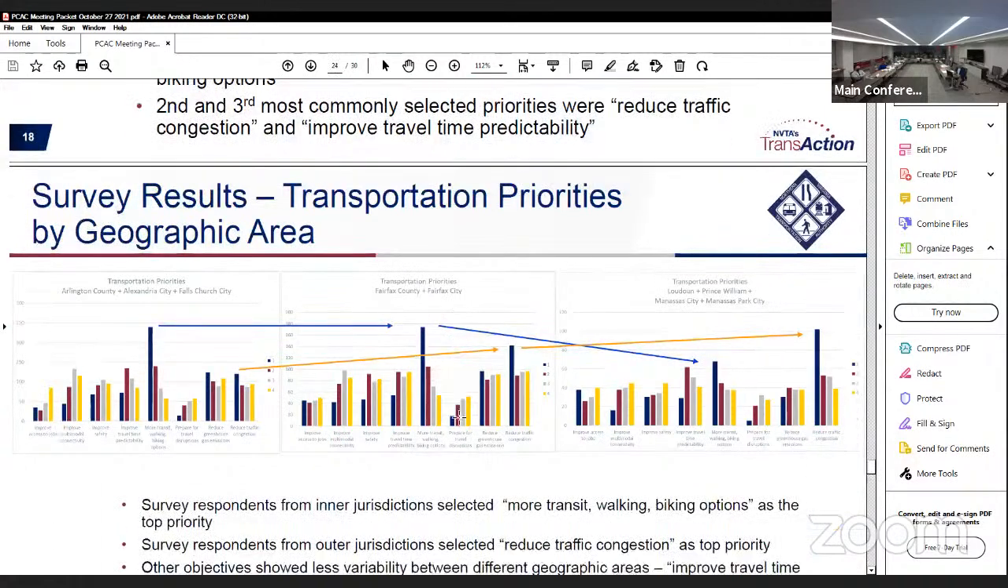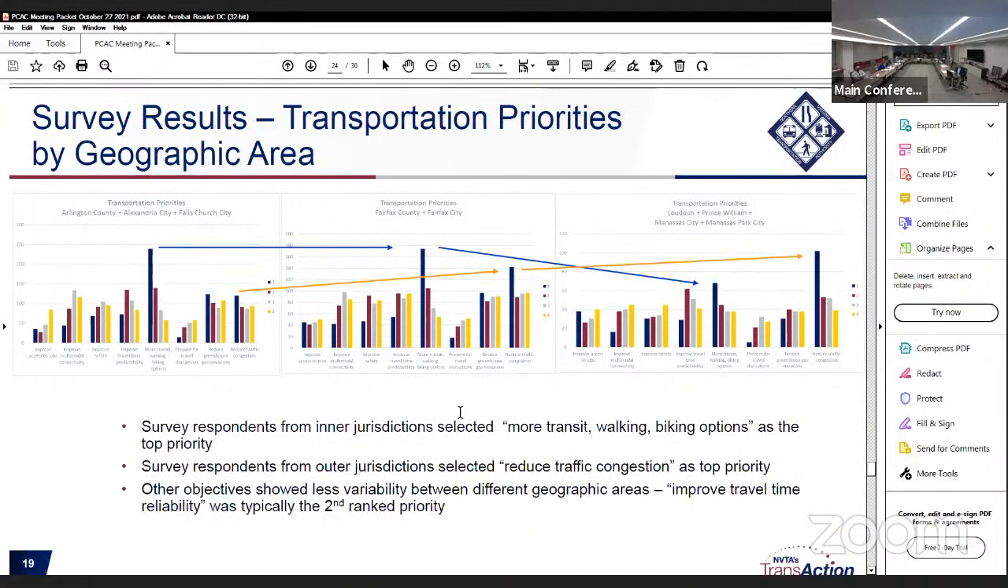So in the core jurisdictions of Arlington, Alexandria, and Falls Church, they clearly selected more transit, walking, and biking options as the top priority. That actually held up in Fairfax County as well. That was the top rated choice. In the outer jurisdictions, reduced traffic congestion was the top priority. But there's actually a little less variability when we go beyond that first choice. The second choice across the board was travel time reliability. So whether you're on transit or you're driving, having a reliable trip was something very important to everyone.